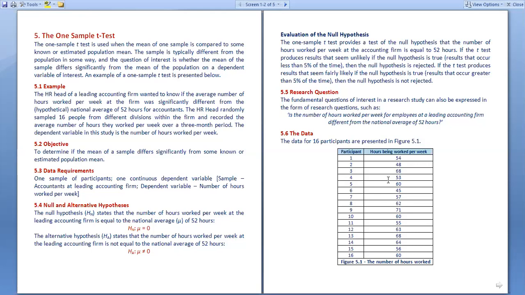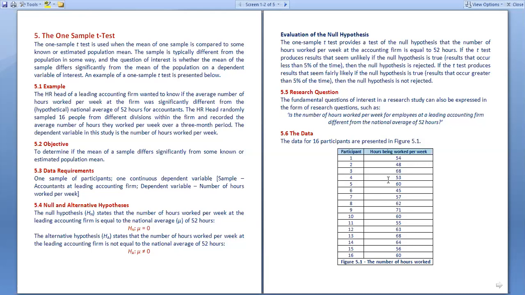Now, the objective of the one sample t-test is to see whether a sample differs significantly from some known or estimated population mean. And the data requirement we have is a continuous dependent variable. In the case of this example, the sample is accountants, and the dependent variable is the number of hours worked per week. So the sample is accountants at the leading accounting firm, with the dependent variable being how many hours they have been working per week.